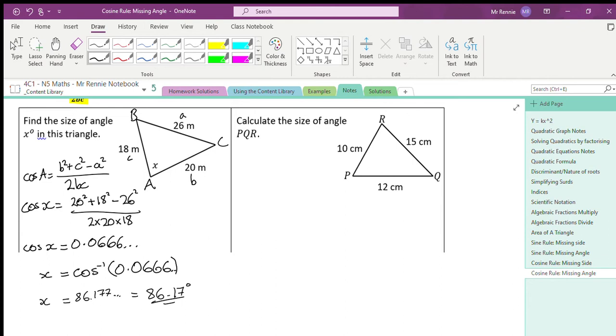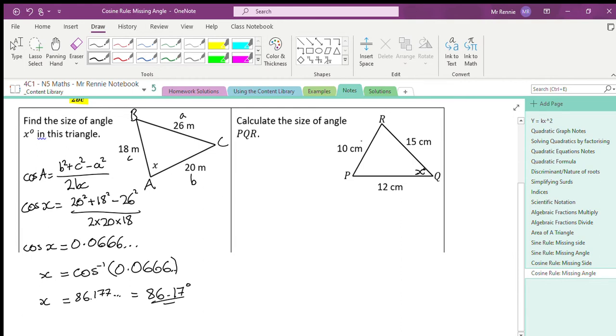Okay, so we're going to look at the second question now. We've been given our labeling for our angles, which is helpful, and our job is to calculate the size of angle PQR. So PQR means I start at P, go to Q, up to R, so the angle is in the middle letter, which is Q. I'm going to call that X as well. So I'm going to find out angle X in there.